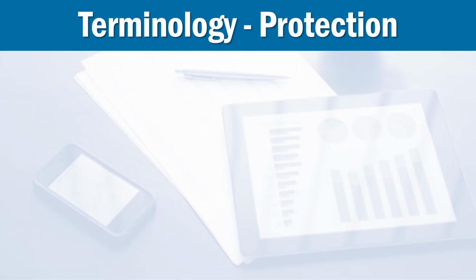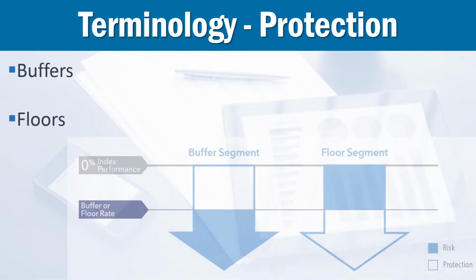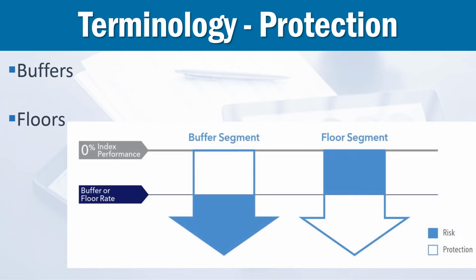When we discuss the RILAs, the registered index-linked annuities, you'll see less protection, but you will also likely see more potential long-term returns. The protection usually comes in one of two forms. It may come in the form of a buffer, or it may come as a floor. So let's look at how these might work.